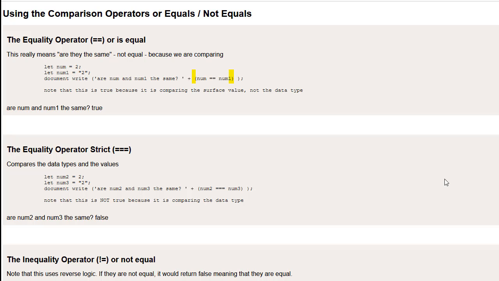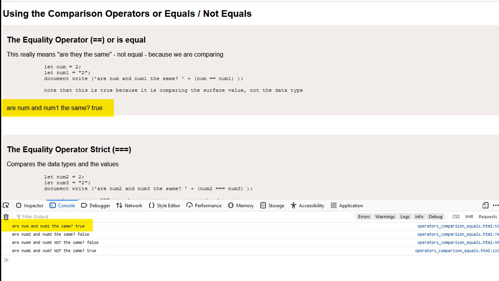All right, so in parentheses, num equals num1. That's going to return either true or false. So here's the output of my document.write statement. And I also have a console.log statement, which we can see down here, and it's also evaluating to true. So I'm not necessarily using these in an application, I'm just explaining how they work.